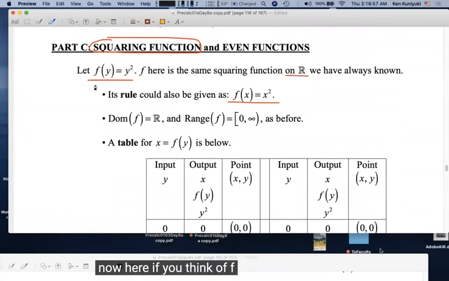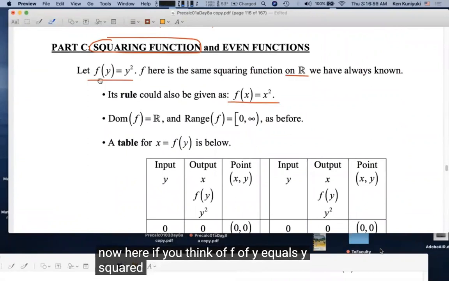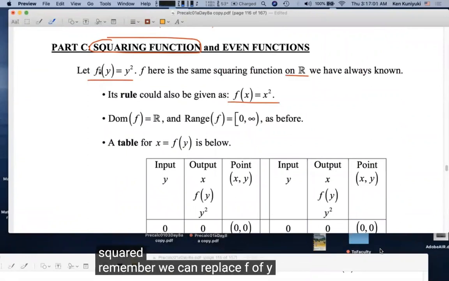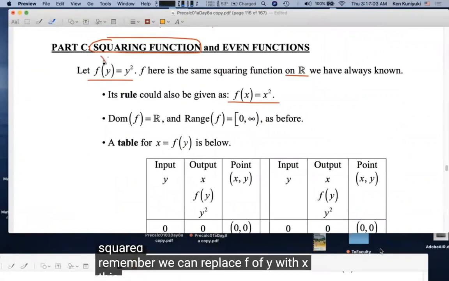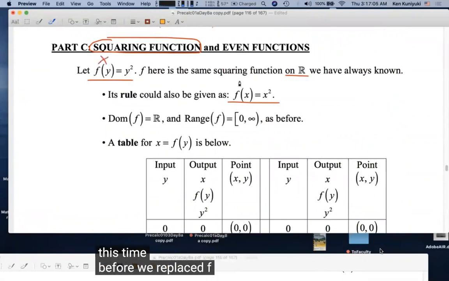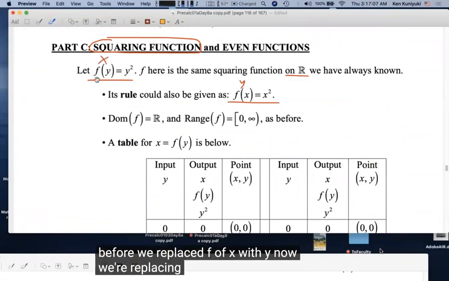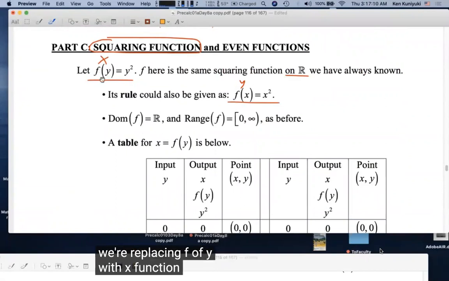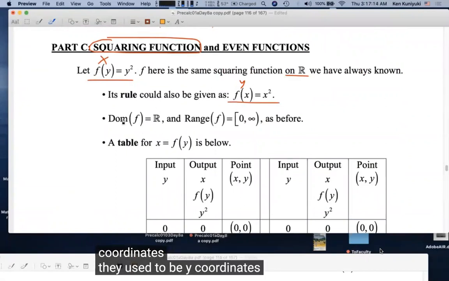Now here, if you think of f of y equals y squared, remember, we can replace f of y with x this time. Before, we replaced f of x with y. Now we're replacing f of y with x. Function values are now x coordinates. They used to be y coordinates.